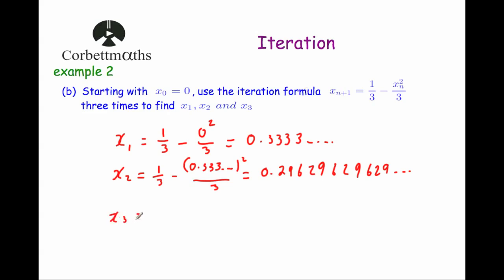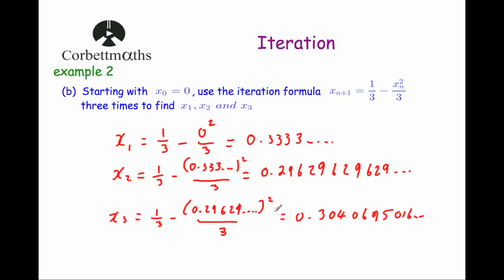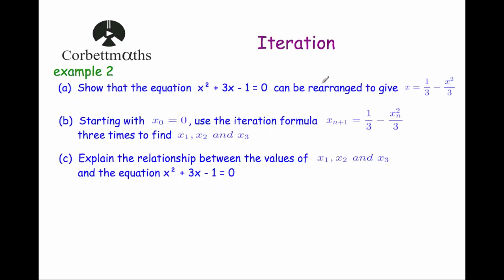So x3 will equal a third minus 0.29629 and so on squared divided by 3. And when we do that, we get that's equal to 0.30406950016 and so on. And that's it. So we've worked out our x1, x2 and x3, and these values are going to be getting closer and closer and closer to a particular solution to the original equation x squared plus 3x minus 1 equals 0.